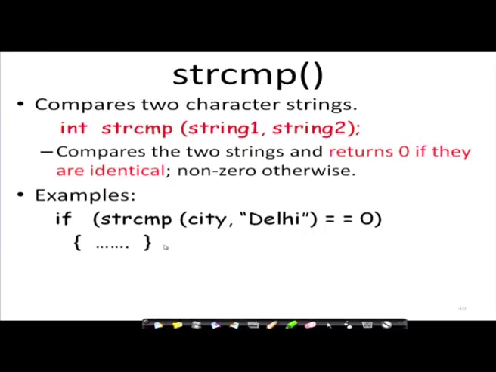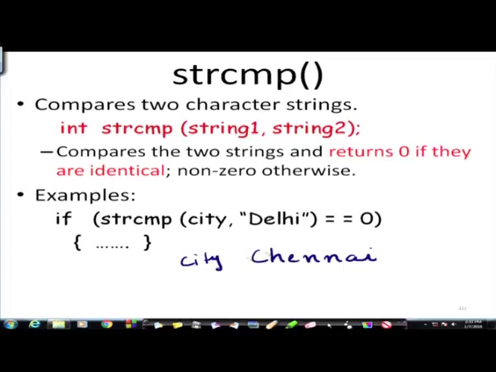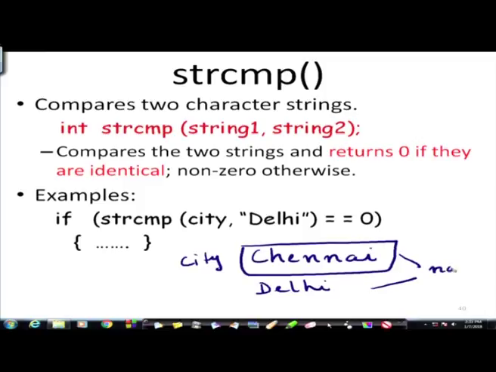What does it mean? City is a string already. Suppose that is Chennai. And I am comparing, so city is a variable which has got this value, and I am comparing with Delhi. Of course, they are not matching, so it will return non-zero. But if this city was Delhi, then these two have matched and I would have got a 1 here, right.